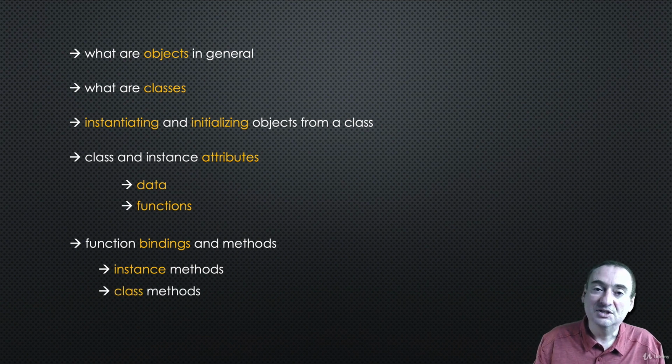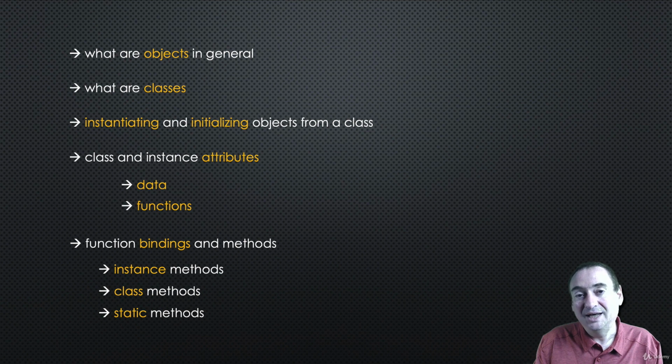But then we also have things called class methods, where the function is actually bound to the class, not to the instance. And then we also have static methods in Python. And in Python, a static method is simply a method that exists inside a class, but isn't bound to either the class or an instance when it gets called. So we'll take a look at all of those.